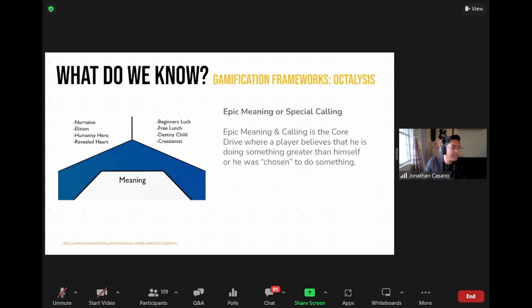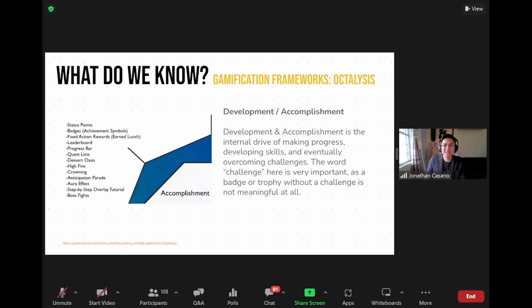And it can be that grand or it can be very simple. For instance, if you're designing a game, level 1, bigyan mo ng rare item yung player. Out of nowhere. Wala lang. Here's a rare item. I would bet my salary you will keep that player playing for 10 years. Kasi parang he was the chosen one. I was the chosen one. Level 1 and I got this rare item. Epic meaning, special calling.